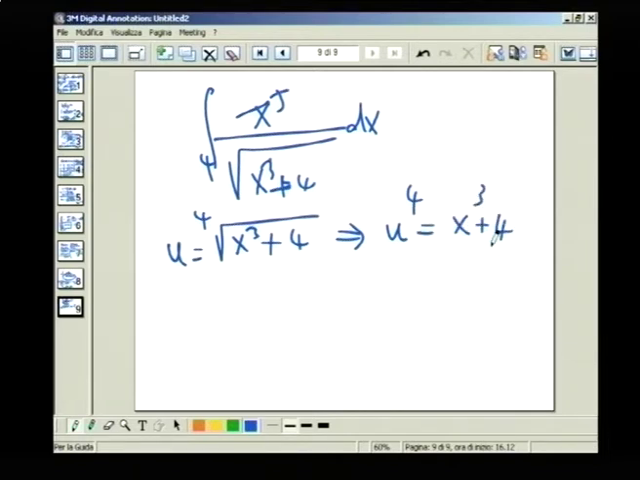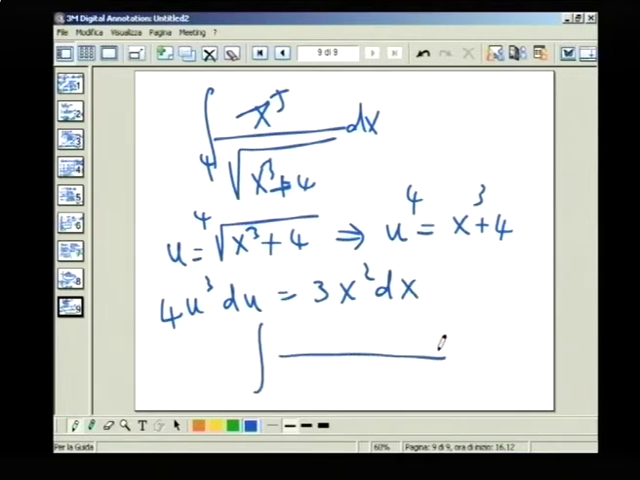Now we shall see how we can proceed. It means that 4u cubed du is equal to 3x squared dx. Now you have here x to the power 5, and here you have a square, so you isolate x cubed. You have x cubed, and then 3x squared dx, so x squared dx remains. So you have 4u cubed du divided by 3, and then here you have x cubed plus 4 to the power 1 over 4, so you have u.